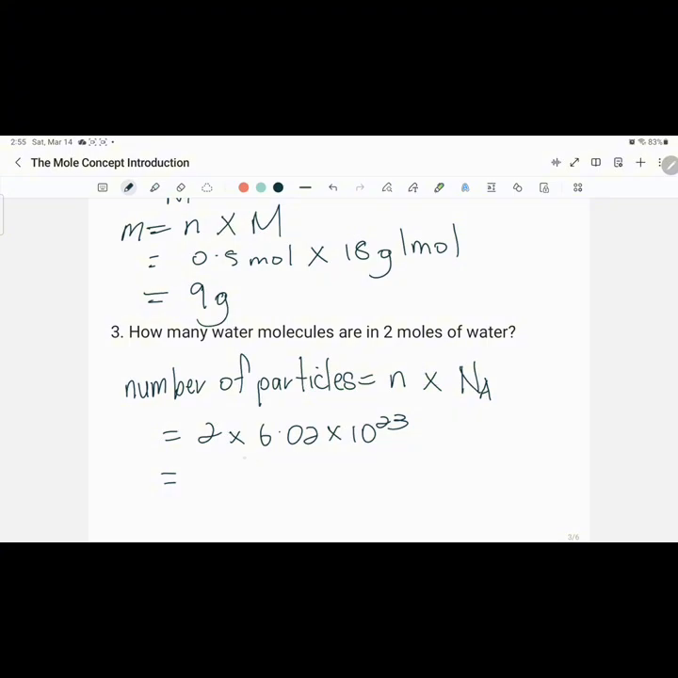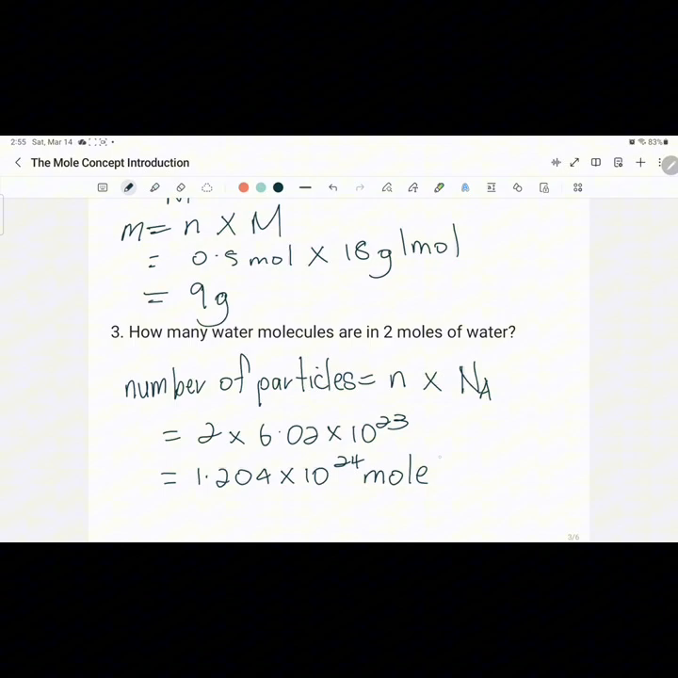And if we plug this on the calculator, we'll have 1.204 times 10 to the 24th. And it will be molecules because they ask how many molecules. If they asked how many ions, it would have been ions. If it was atoms, it would have been atoms. But since they asked for molecules, our answer or units has to be molecules.